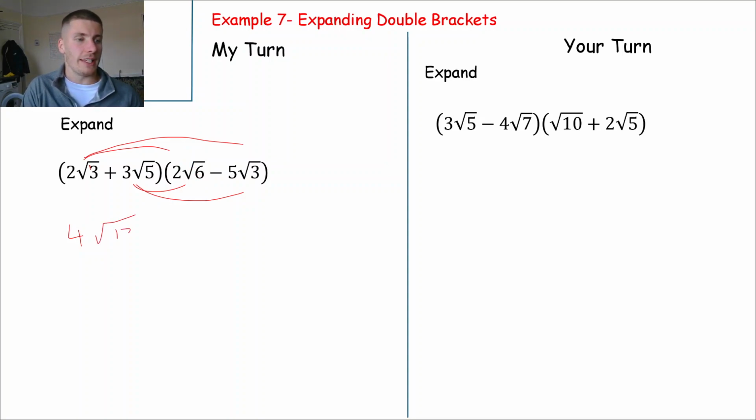So 4 root 18 for the first bit. You've then got 2 root 3 times by negative 5 root 3, or 2 by negative 5 is going to be negative 10.